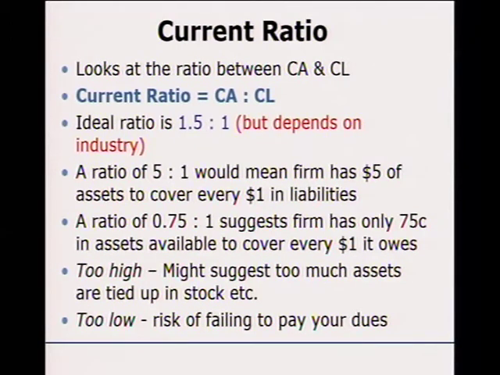A ratio of 0.75 to 1 suggests that the firm only has got 75 cents in order to cover $1. That can be bad. If we've got 75 cents to cover every $1, what happens if the $1 falls due? We are supposed to pay the $1 and we only got 75 cents. Then it becomes a problem. So that is not a healthy situation.